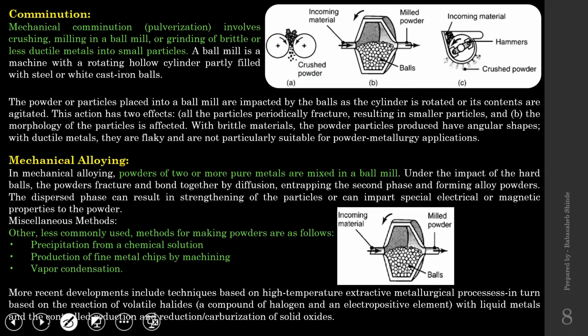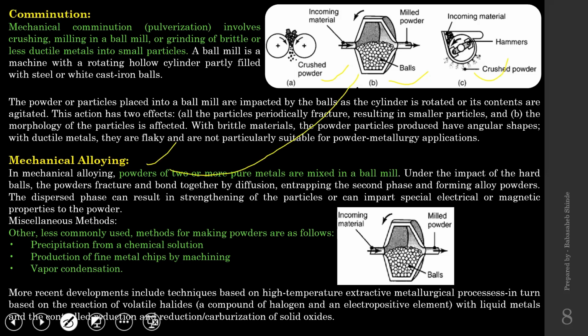Then next was comminution. Comminution was having three types again. First one was crushing, second one milling, and last one is grinding. All these have been shown over here that we have discussed. After looking at the sketch, you will remember what we discussed in the last session. Then the last one is mechanical alloying.